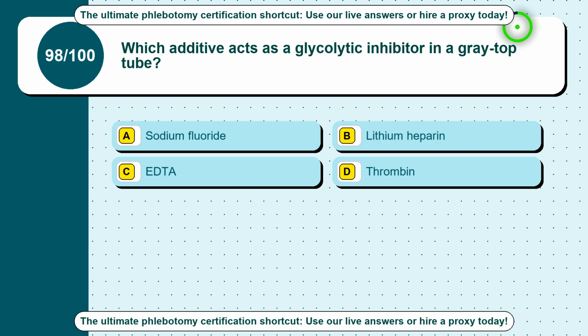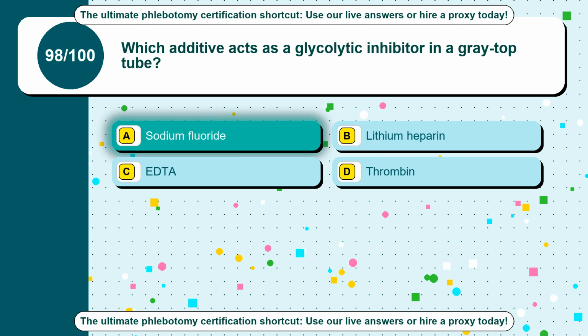Question 98. Which additive acts as a glycolytic inhibitor in a gray top tube? Option A, sodium fluoride. Option B, lithium heparin. Option C, EDTA. Option D, thrombin. The correct answer is option A, sodium fluoride.